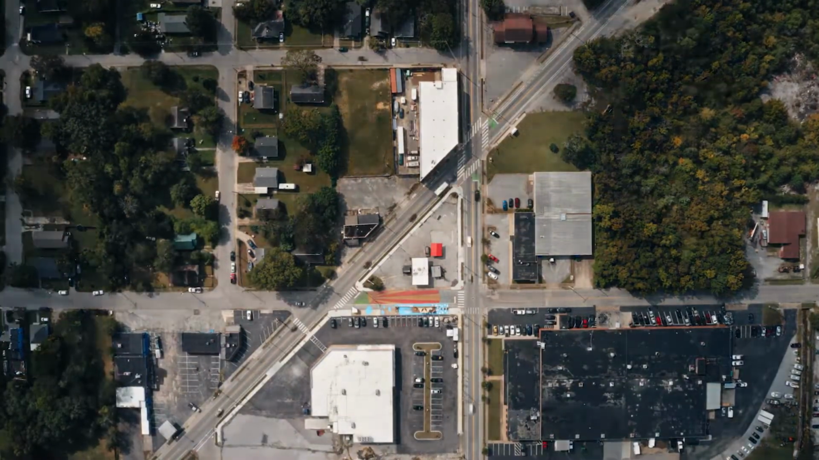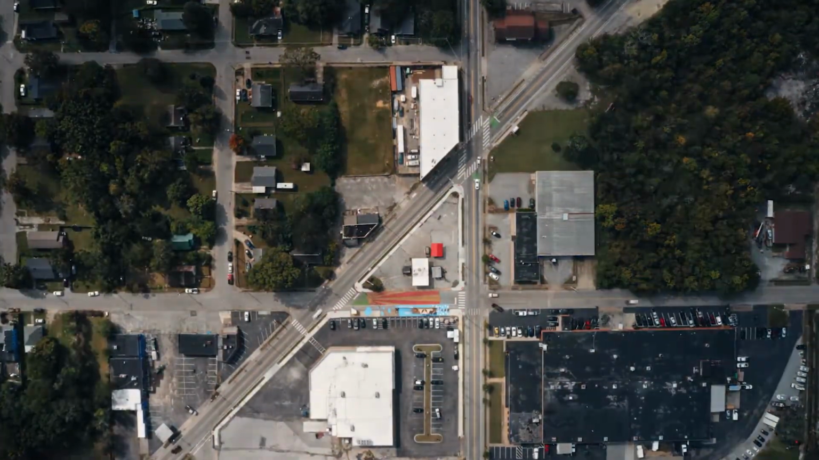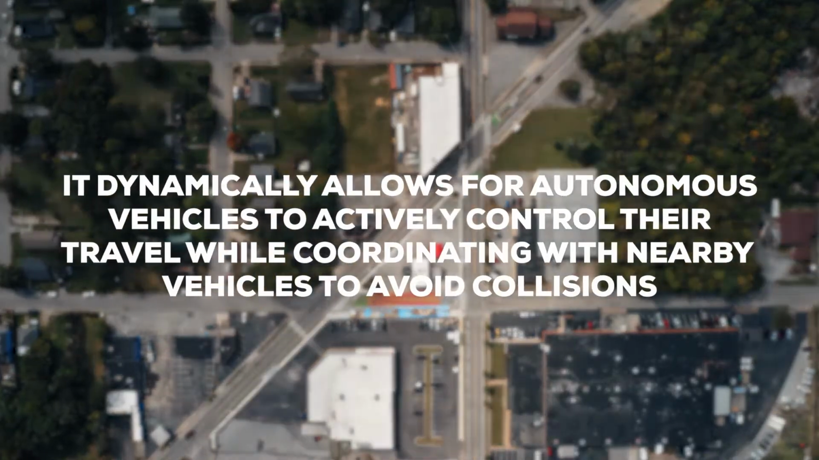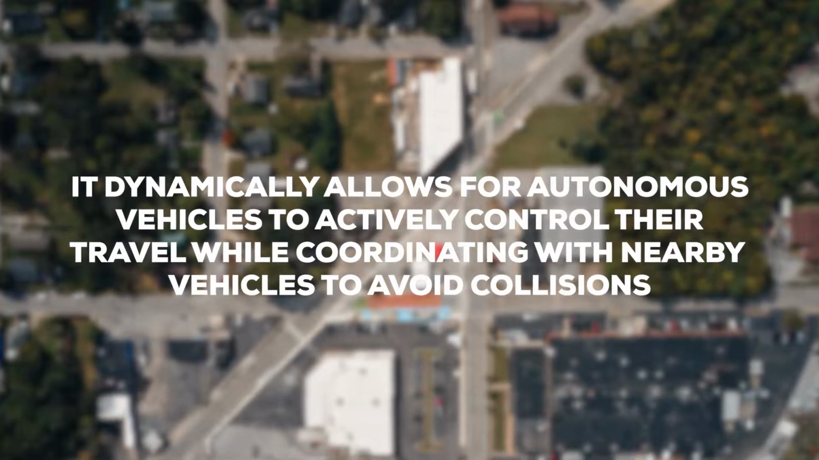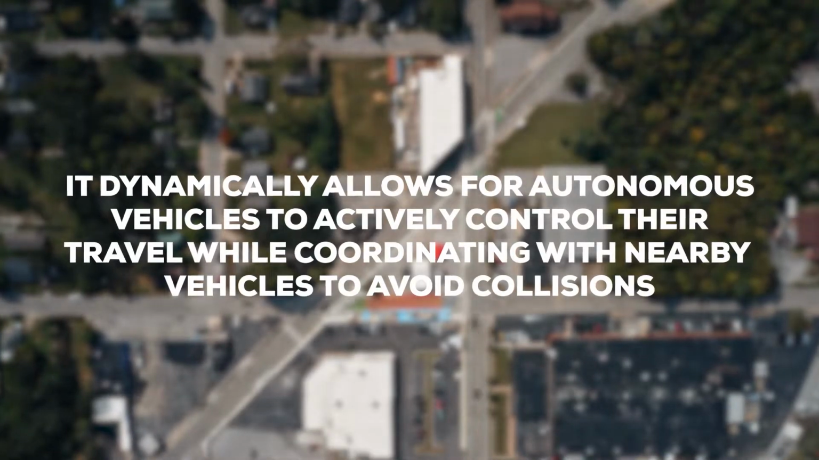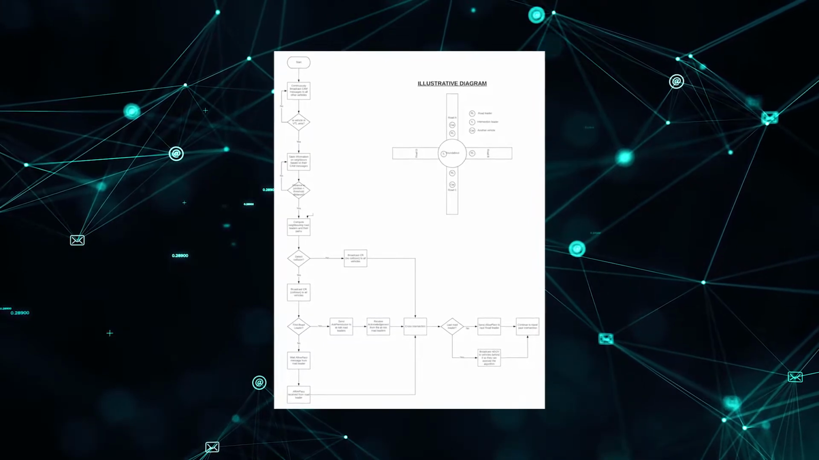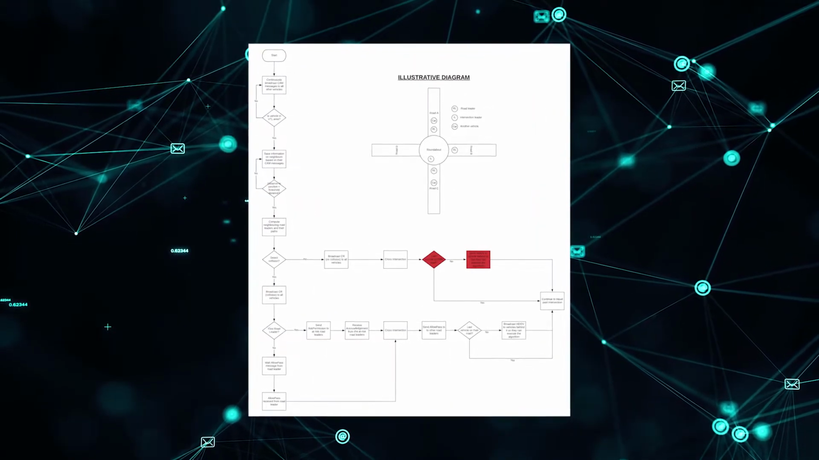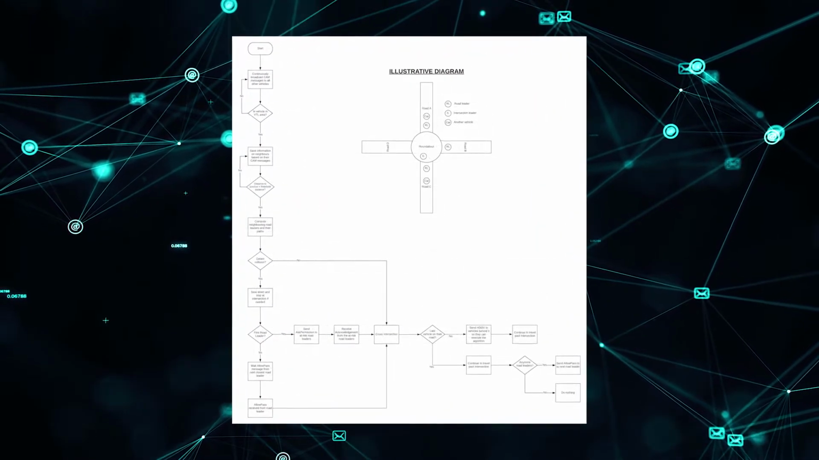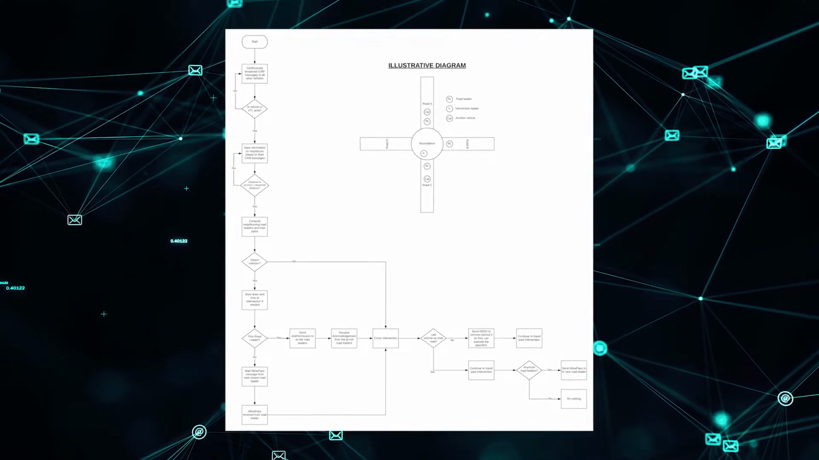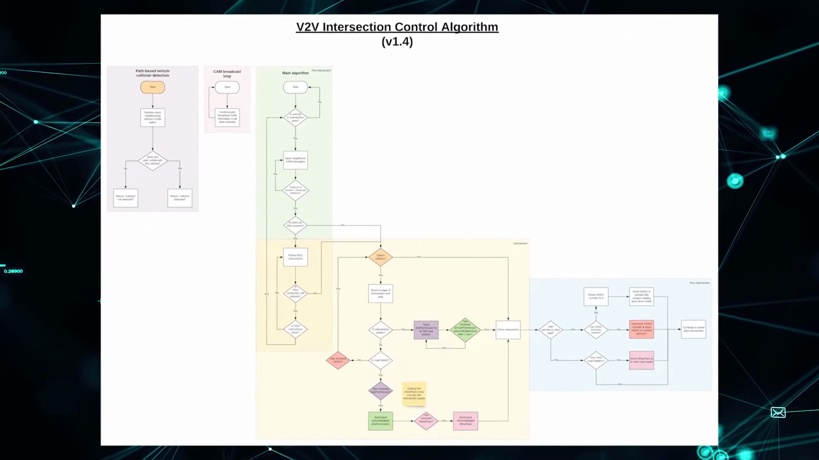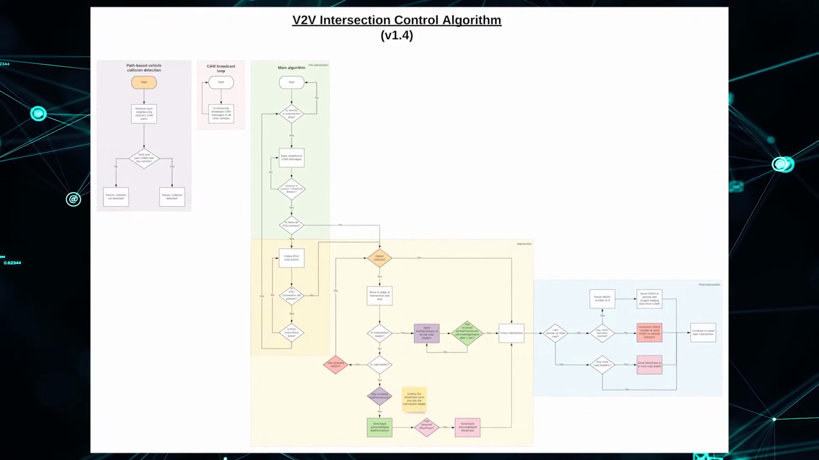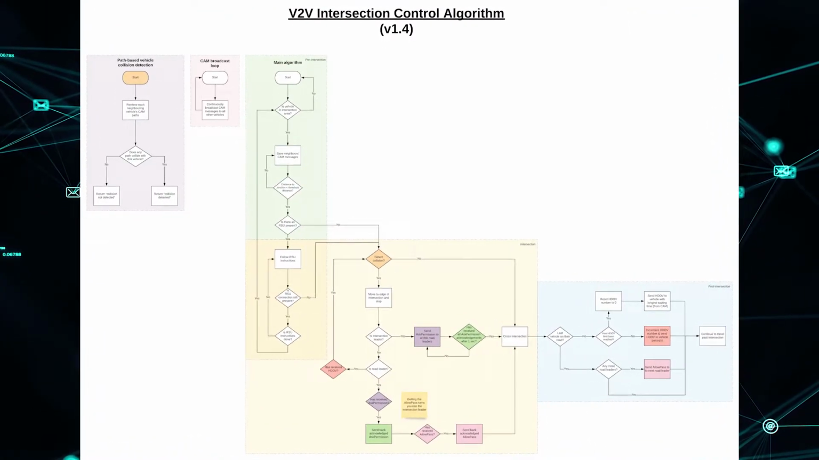Based on the principle of "if you can go, you go," it dynamically allows autonomous vehicles to actively control their travel while coordinating with nearby vehicles to avoid collisions. Since version 1, we have added additional safety checks, V2Y redundancy rollover, basic collision prediction and detection, and basic congestion resolution. The algorithm is split into 3 separate components.